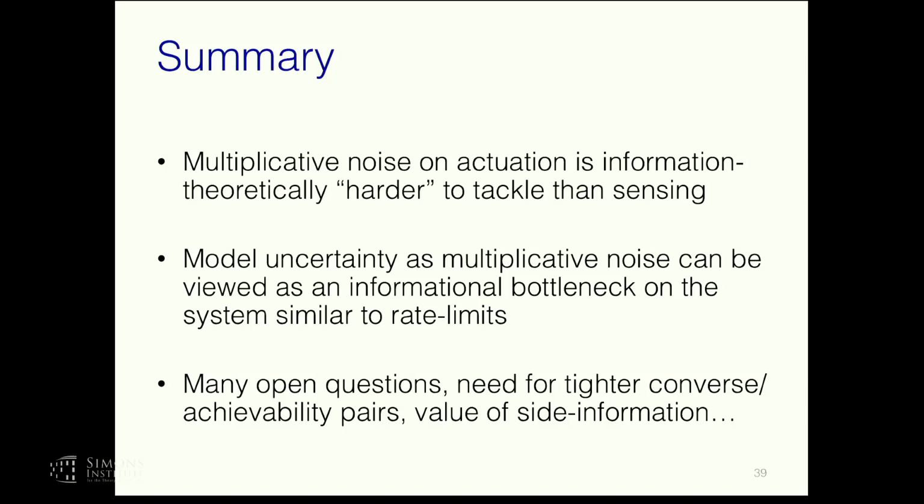For example, there's this need for a tight achievability converse pair in the sensing problem that I talked about. But there are also a lot of interesting questions in understanding how and when side information can help, how we can quantify it, and so on and so forth.